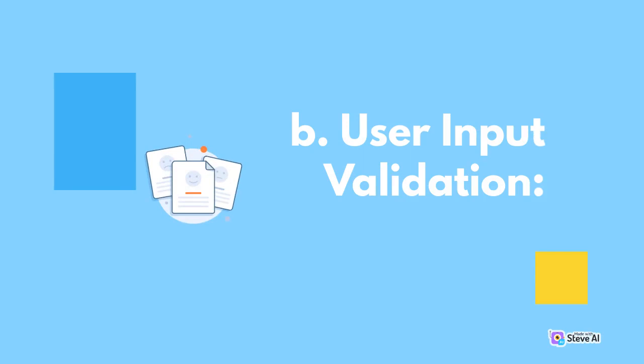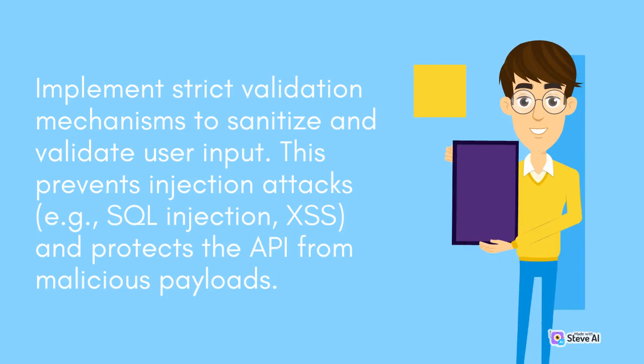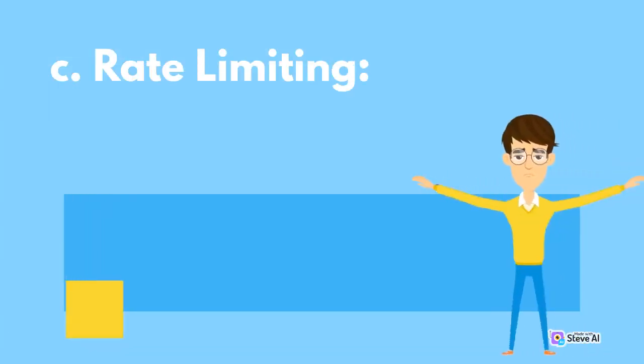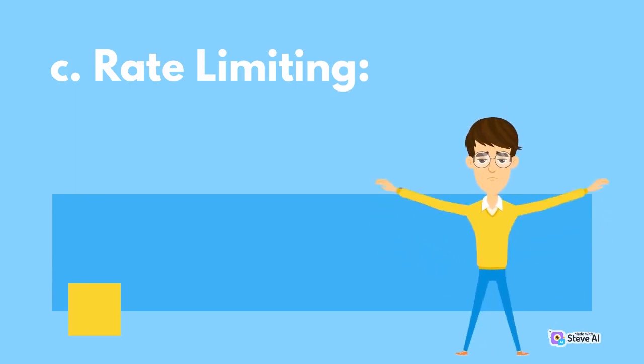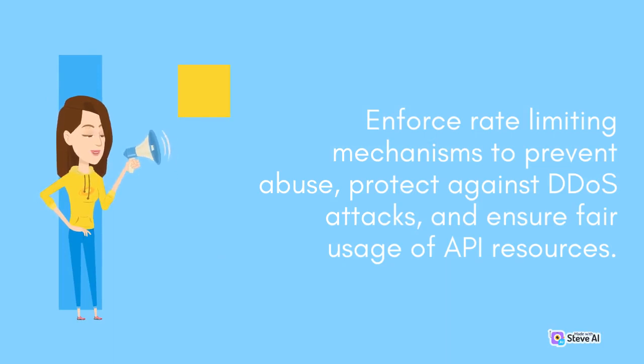B. User input validation. Implement strict validation mechanisms to sanitize and validate user input. This prevents injection attacks, for example, SQL injection, XSS, and protects the API from malicious payloads. C. Rate limiting. Enforce rate limiting mechanisms to prevent abuse, protect against DDoS attacks, and ensure fair usage of API resources.